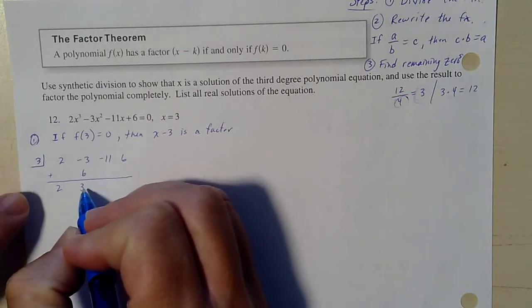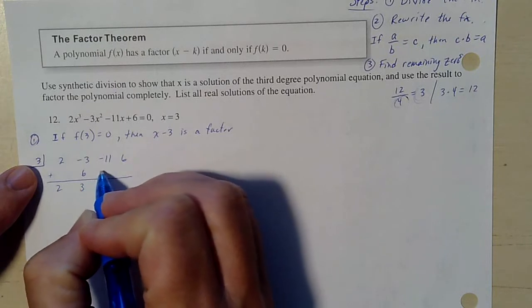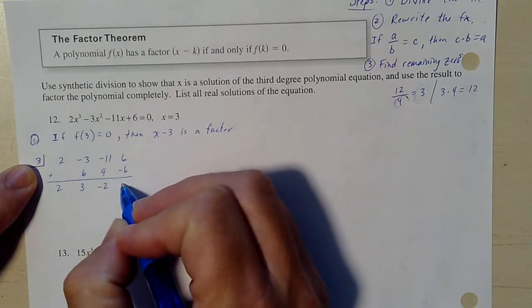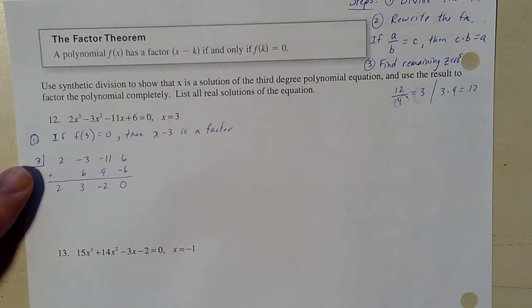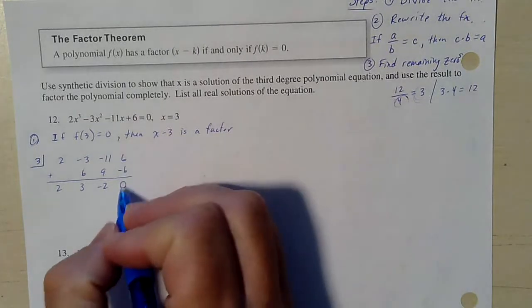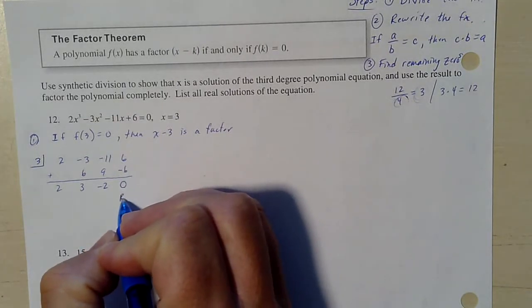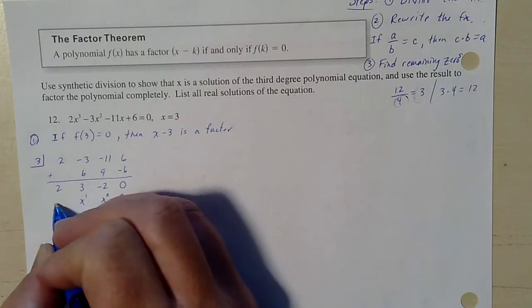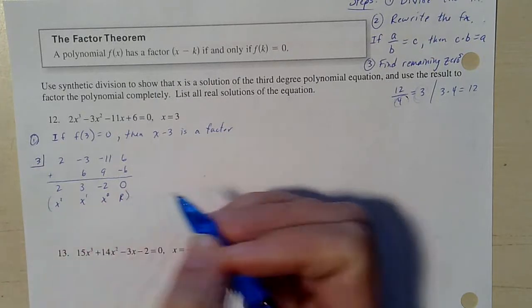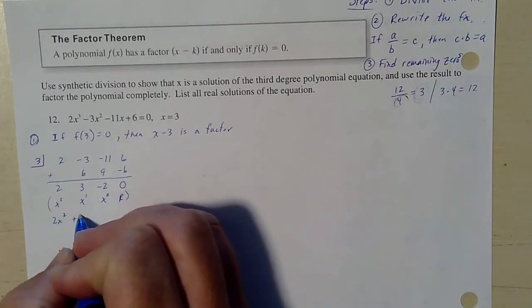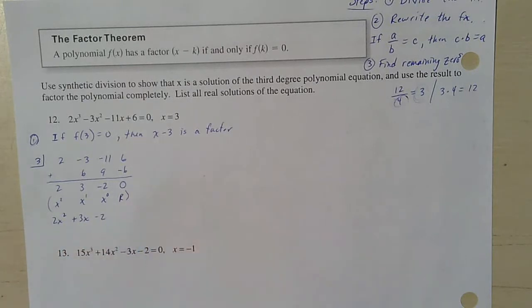Add, 3 times 3, I end up with 9. Add to get -2, multiply to get -6, and 0 for the remainder, which we shouldn't be surprised by because we know that this is supposed to be a factor if 3 is a zero. Remember, if you need this help again, this is always the remainder. This is the constant term, or x to the 0, x to the first, and x squared. So the result is 2x squared plus 3x minus 2.